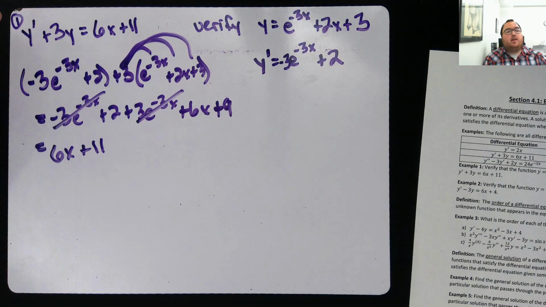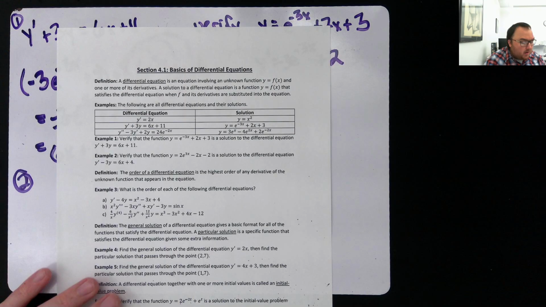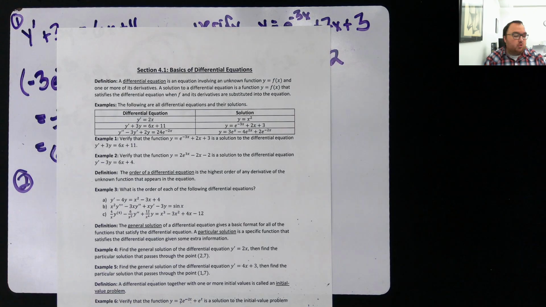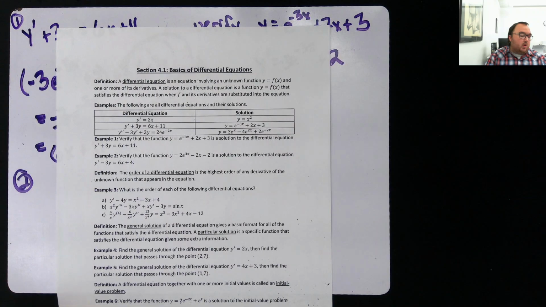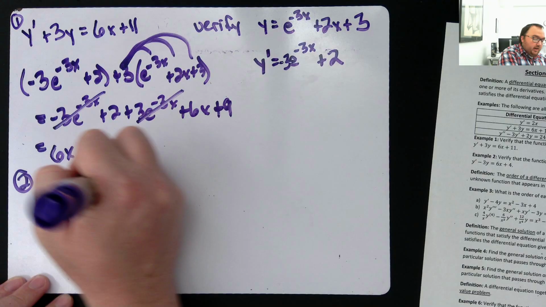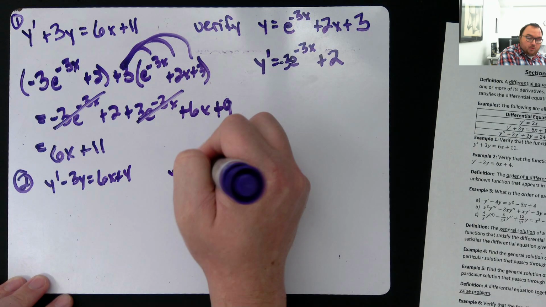So for example number 2, I can do the same thing. It wants us to verify that the function y equals 2e to the 3x minus 2x minus 2 is a solution to the equation y prime minus 3y equals 6x plus 4. So this time I'm verifying the solution to y prime minus 3y equals 6x plus 4.